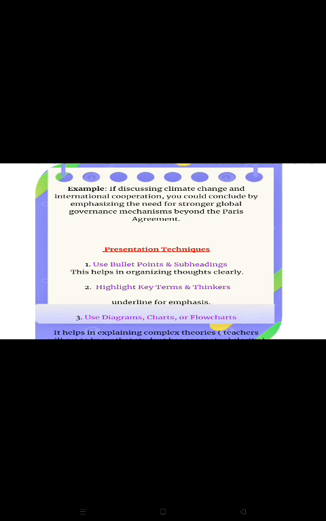Other than this, you have to keep in mind the following techniques and points while answering the question. First, use bullet points and subheadings. This helps in organizing thoughts clearly. Highlight key terms and thinkers. When you highlight the key terms and thinkers, it helps to emphasize them. Use diagrams, charts or flowcharts. It helps in explaining complex theories.